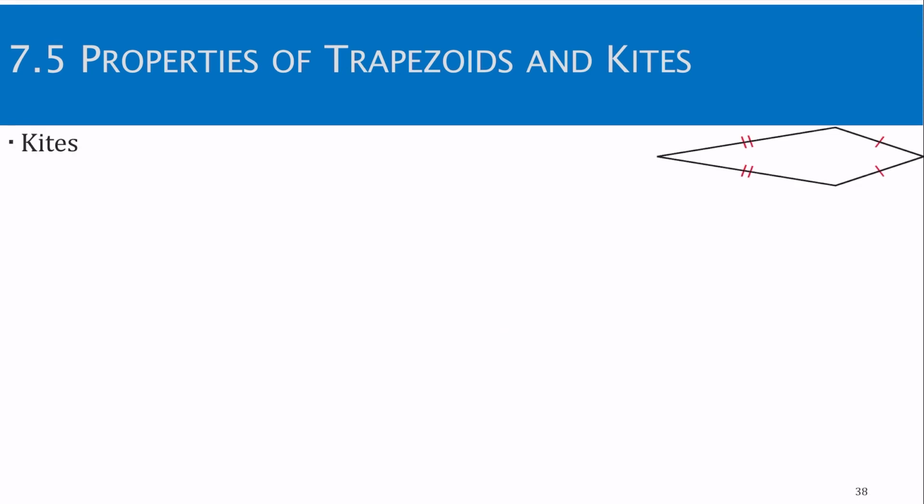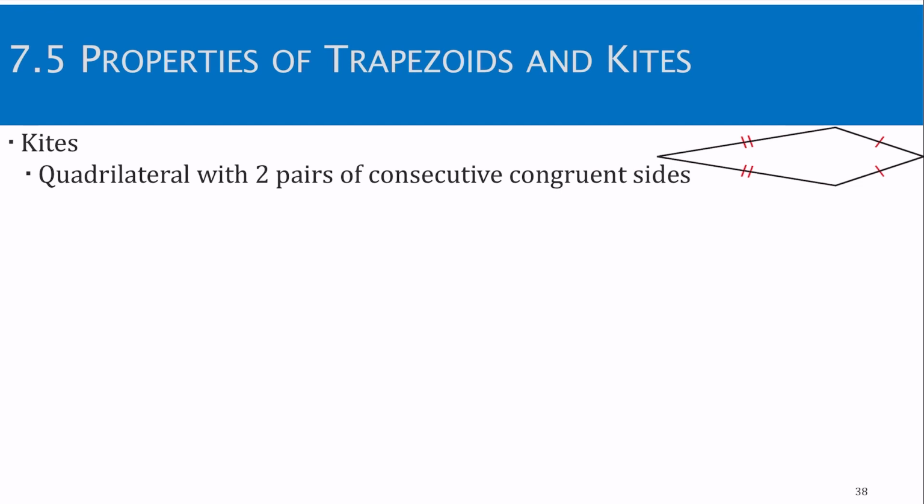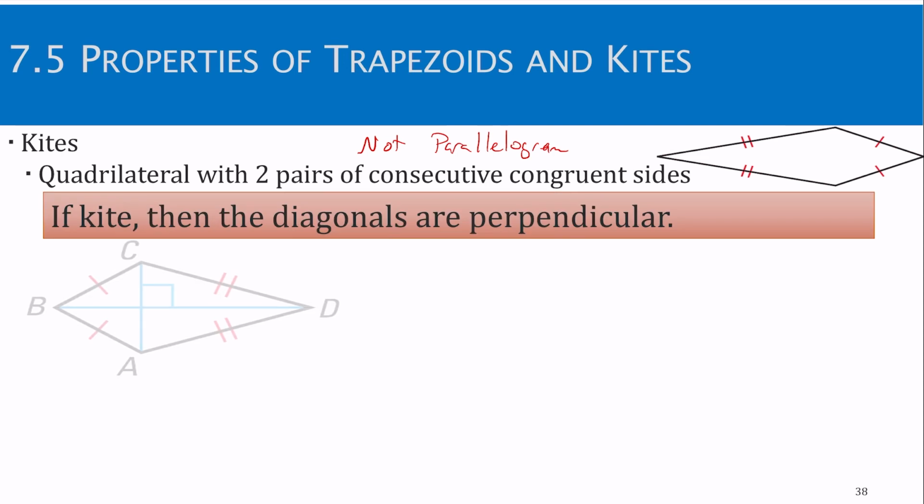Kites. What are kites? A kite is a quadrilateral with two pairs of consecutive congruent sides. Since opposite sides are not congruent, it's the consecutive sides that are congruent. Kites are not a parallelogram. By the way, neither are trapezoids because the legs are not parallel. Anyway, two pairs of consecutive congruent sides. If you have a kite, the diagonals are perpendicular.